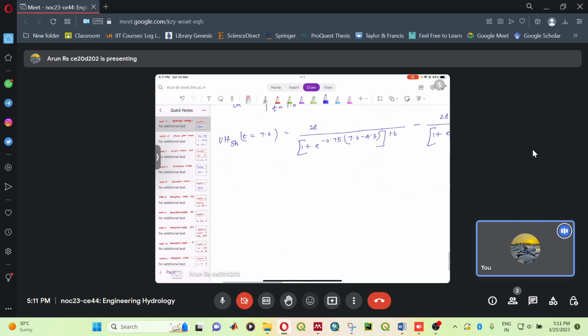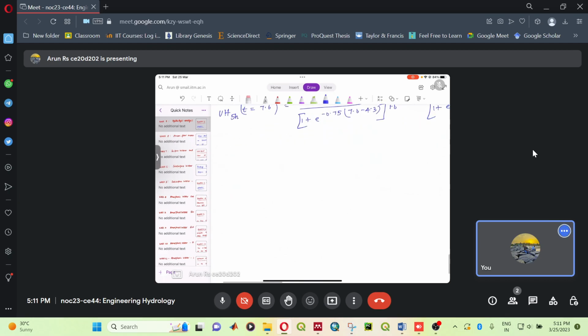Now we have to determine the flood hydrograph flood peak is equal to excess rainfall into unit hydrograph plus base flow. So excess rainfall is 5 centimeter and this we found as 22.15 and base flow is given in the question as 20 cubics, that will be equal to 130.75 meter cube per second.